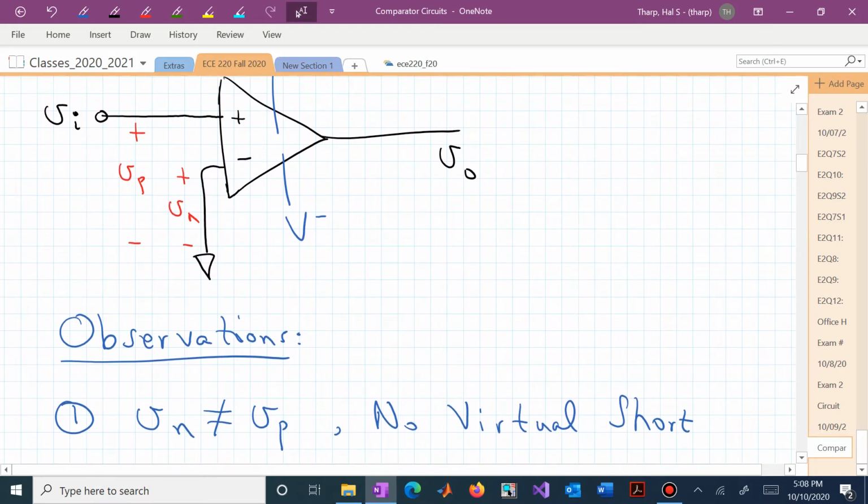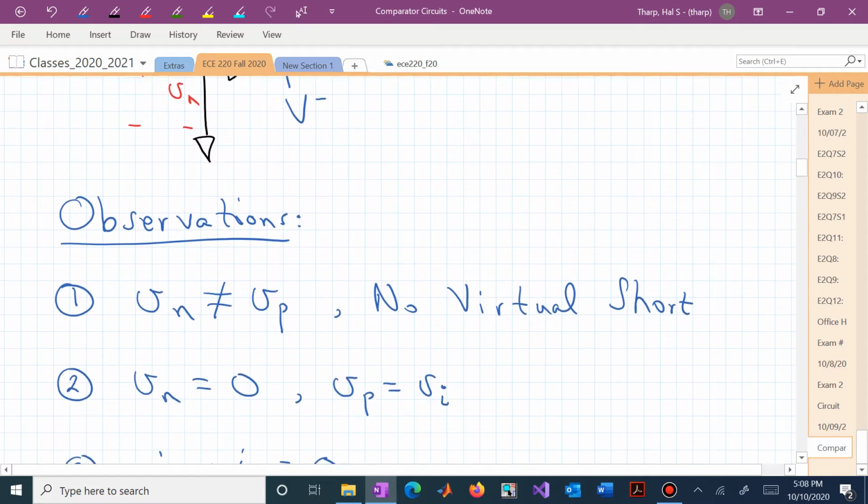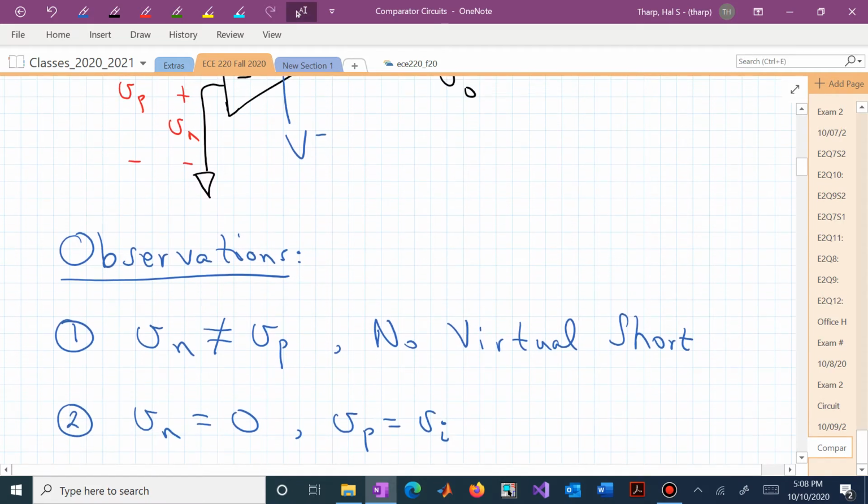What are some general observations we can make? Well, the first is we can't assume this virtual short condition, so V sub n is not going to be assumed to equal V sub p. That's not going to happen. We're not forcing that, because we aren't connecting our output terminal to our inverting input terminal on the op amp. So that's no longer available to us.